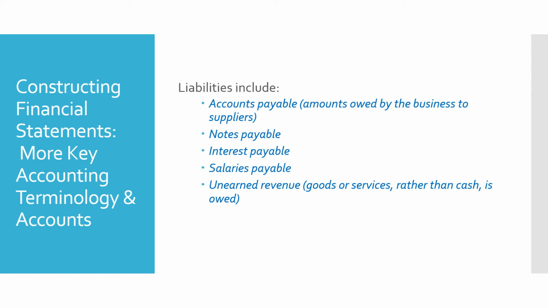Salaries payable are amounts owed to employees, and unearned revenue is recorded when cash is received before the performance obligation is satisfied. So it is a liability, but goods or services rather than cash are owed.